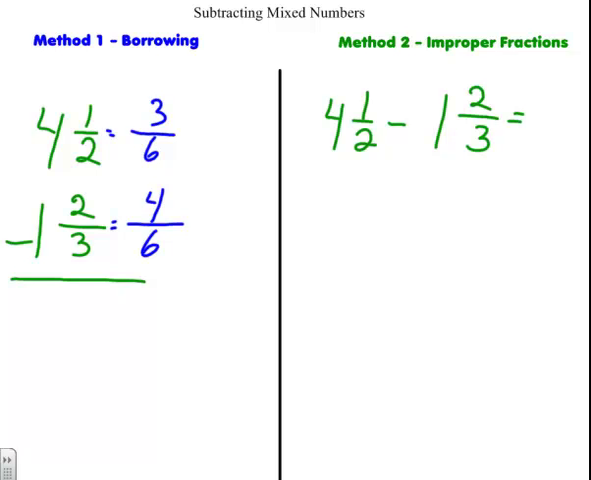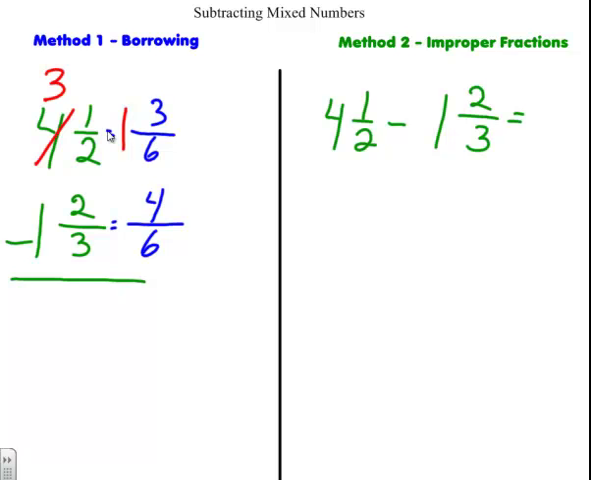So I need to borrow, just like I would if I were working with whole numbers. I need to borrow from the 4. So I'll borrow 1 from the 4 and I'll make it a 3. Now I've borrowed this 1 here, and now I have a mixed number again. So I'm going to turn this mixed number into an improper fraction.